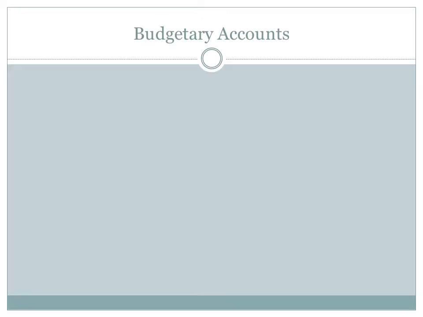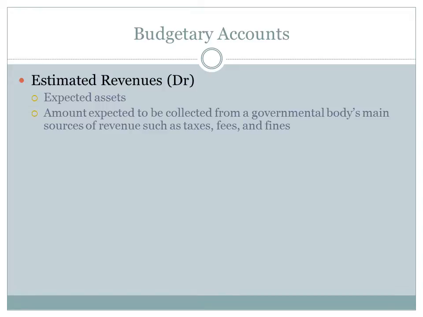We're going to cover six types of budgetary accounts: estimated revenues, appropriations, estimated other financing sources, estimated other financing uses, budgetary fund balance, and encumbrances. Estimated revenues, you'll notice even though it has the word revenue in the title, and you're going to notice this about all these budgetary accounts, they're in reverse of what you would normally book for a revenue. So estimated revenues, even though it has revenue in the account title, have a debit balance.